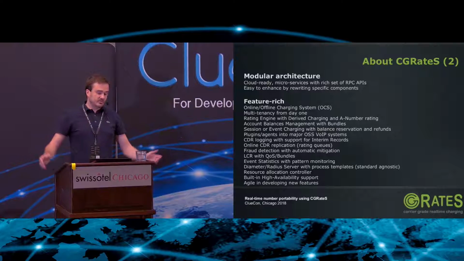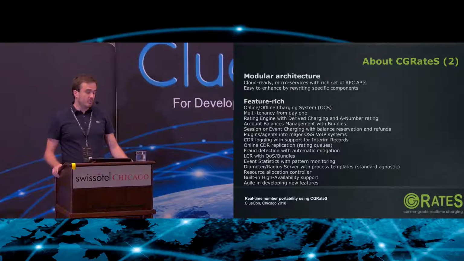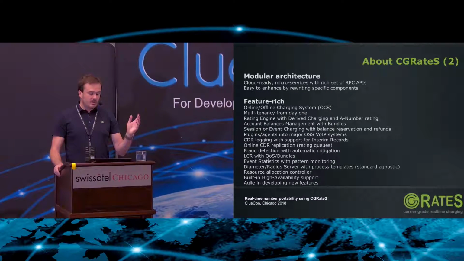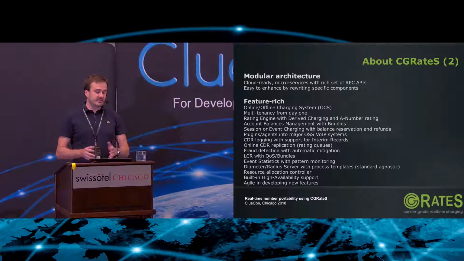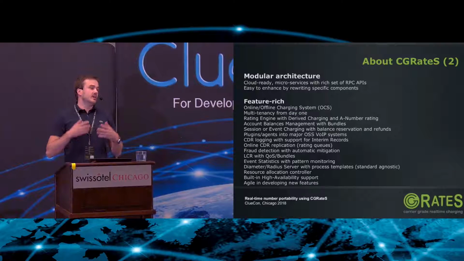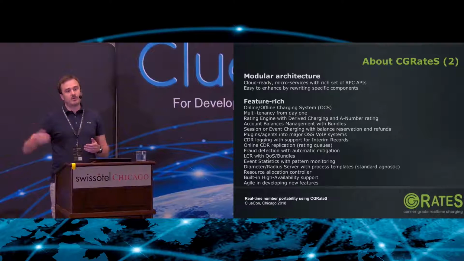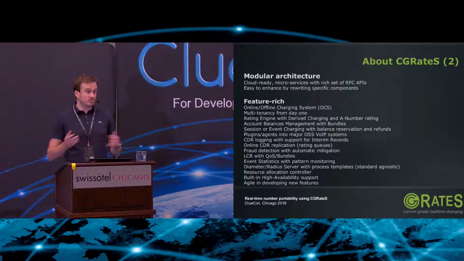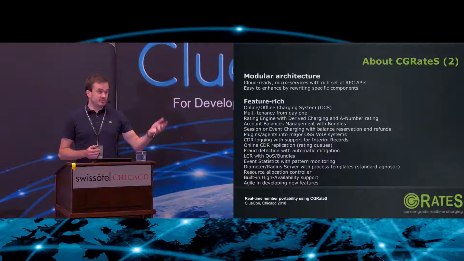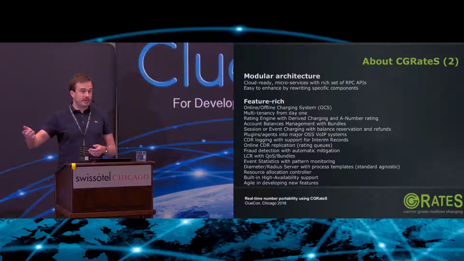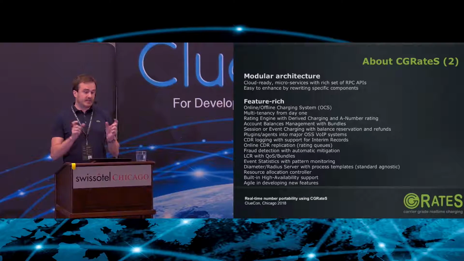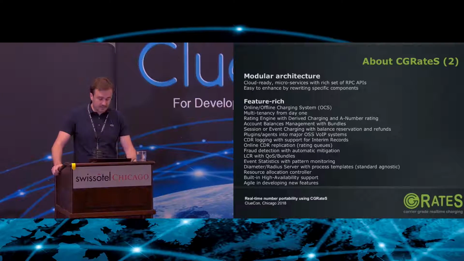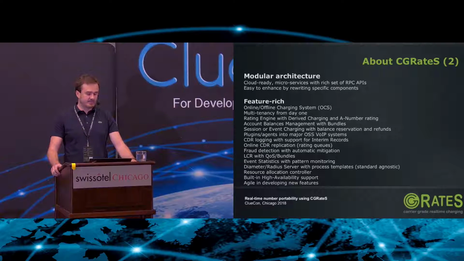Feature rich. In terms of features, we are what people call an OCS, online charging system. We also do offline charging. We support multi-tenancy and a rating engine, which was the original component we started with, supporting derived charging, so you can fork one CDR at input into any number of output CDRs. This is useful if you want to do billing for your resellers, for your distributors, billing for your suppliers versus your customers, so you can get many calculations done for the same CDR and also for the same session.